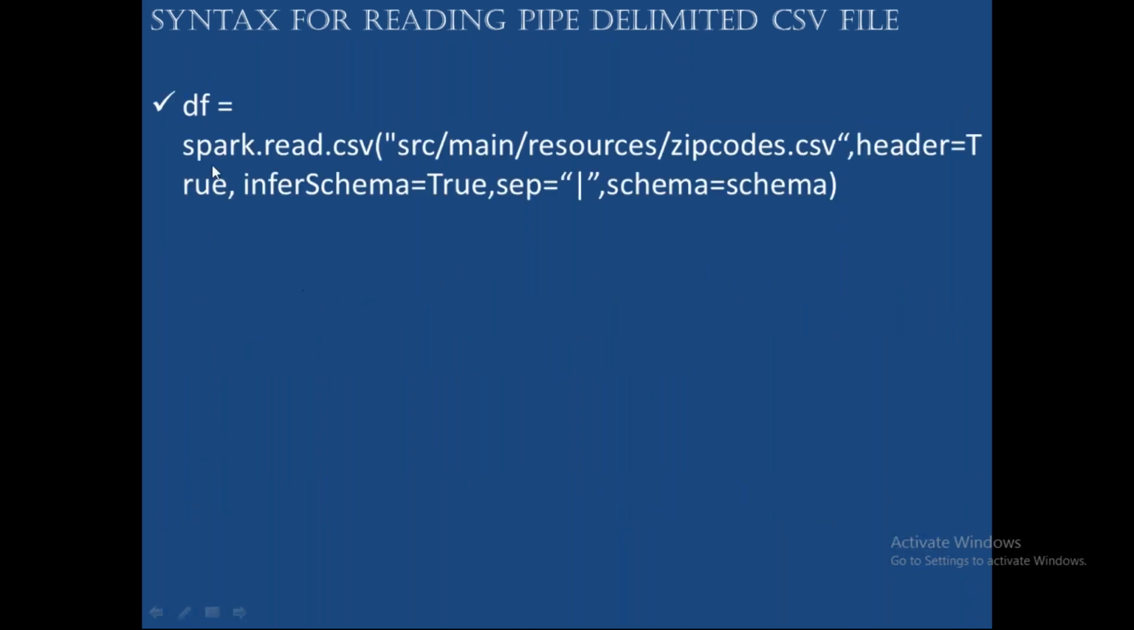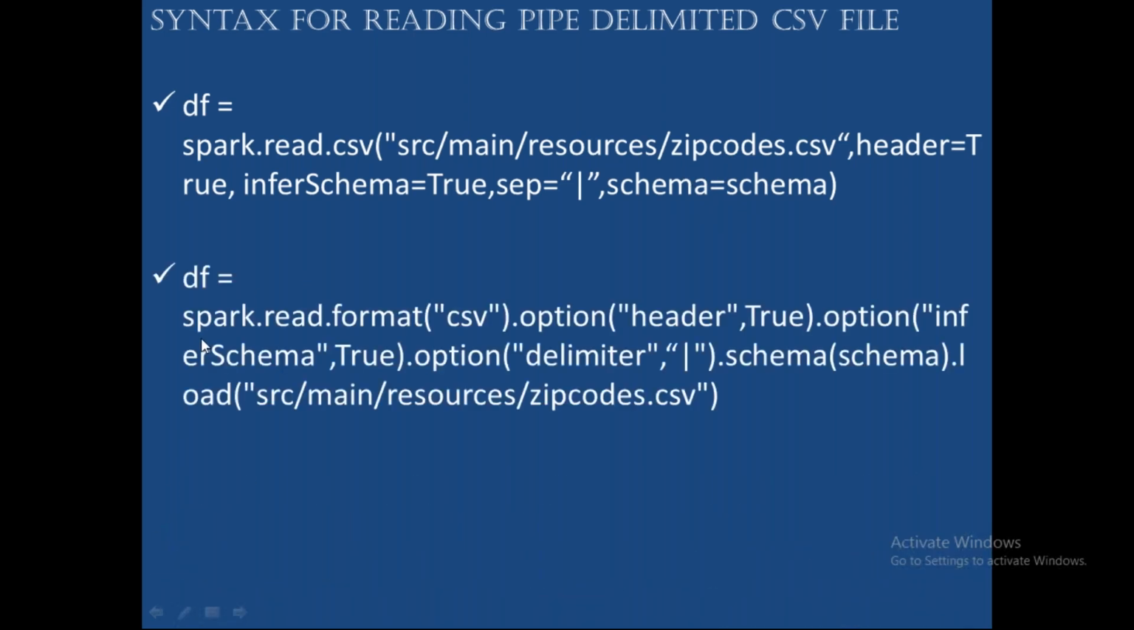Now, same as before, spark.read.csv with the path of the CSV file. The extension for your pipe delimited files is .csv only. Header equal to true, inferSchema equal to true. The separator is now pipe. Schema equal to schema. As I said again, you need to use either inferSchema equal to true or schema equal to schema, but if you use schema equal to schema, you will get better performance.